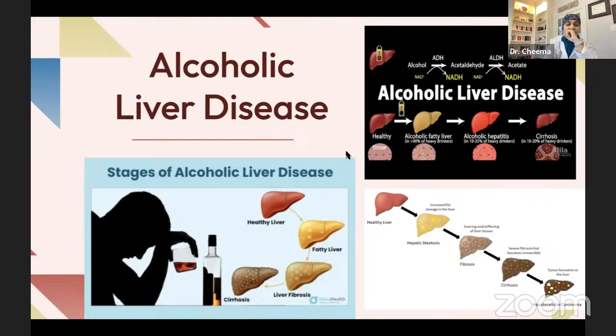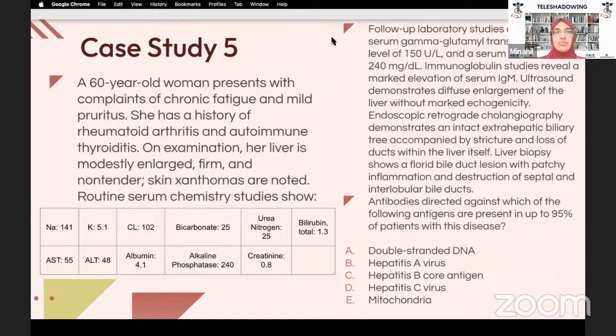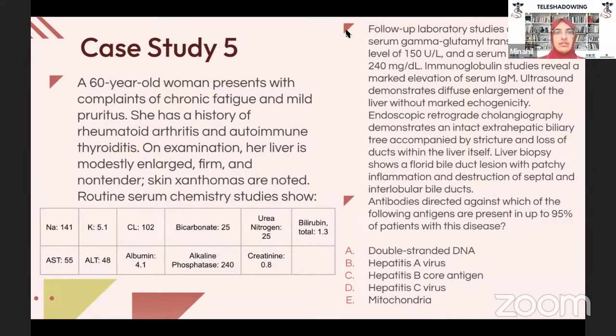All right, so let's move over to our next case study. A 60-year-old woman presents with complaints of chronic fatigue and mild pruritus. She has a history of rheumatoid arthritis and autoimmune thyroiditis. On examination, her liver is modestly enlarged, firm, and non-tender. Skin xanthomas are noted. Routine serum chemistry studies show sodium normal, potassium 5.1, chloride 102, bicarbonate 25, urea nitrogen 25, bilirubin total 1.3, AST 55, ALT 48, albumin 4.1, alkaline phosphatase 240, creatinine 0.8.